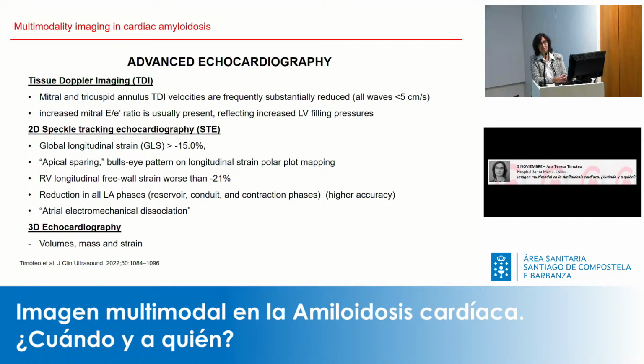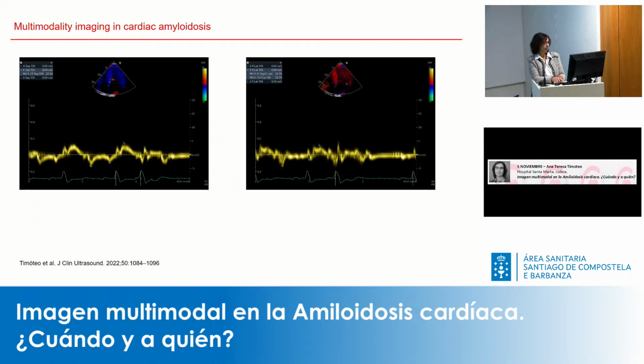That is, a patient can be in sinus rhythm. However, when we do strain imaging, there is no effective atrial contraction. So he is in sinus rhythm, but there is no contraction of the atrium. 3D echo can also be useful to measure volumes, mass and strain. These are examples of TDE of the mitral annulus.